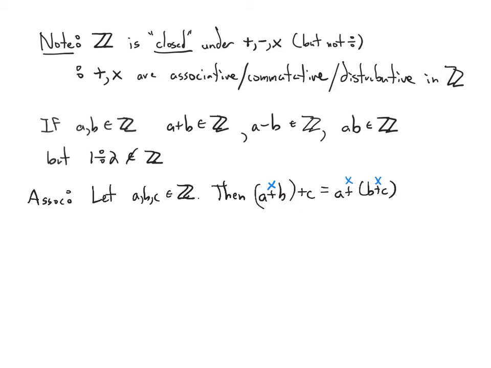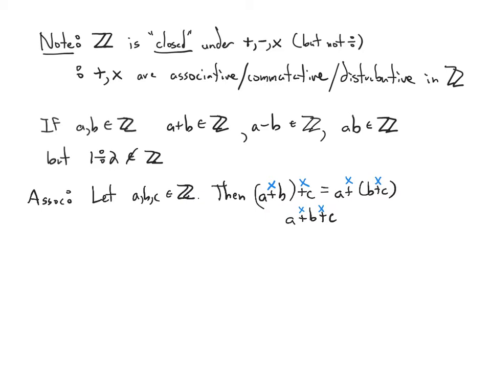Brackets kind of don't matter if it's just a bunch of additions or a bunch of multiplications. I think we know that. And a lot of times you'll just see it written as a plus b plus c without any brackets, or of course a times b times c. So that's associativity. Commutativity basically means that order doesn't matter.